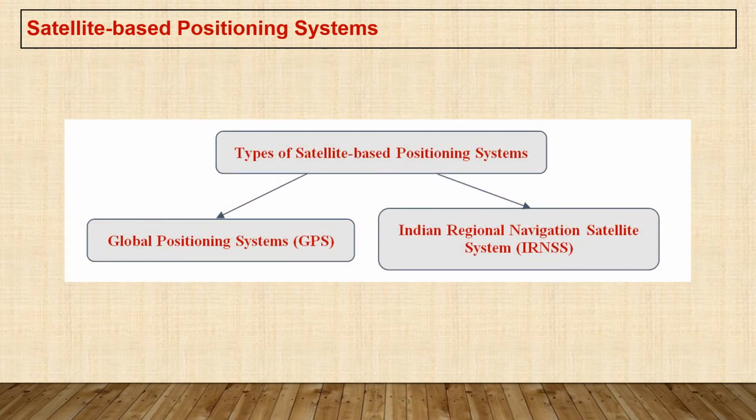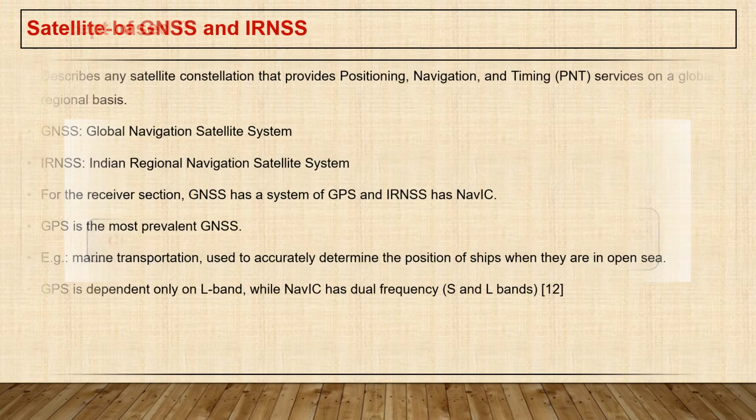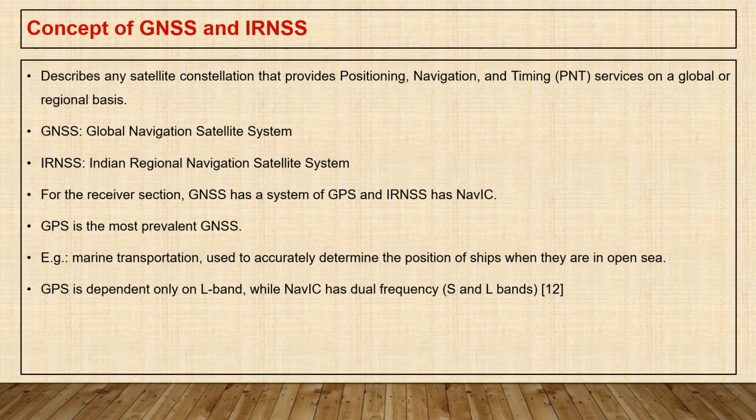So here are the two satellite-based positioning systems called GPS and IRNSS, that is Global Positioning System and Indian Regional Navigation Satellite System. To understand the main concept of GNSS and IRNSS, GNSS, which is Global Navigation Satellite System, and IRNSS, which is Indian Regional Navigation, both respectively work on the global and the Indian regional platforms. It describes any satellite constellation which would provide positioning, navigation, and timing, that is the PNT services, on a global or a regional basis.